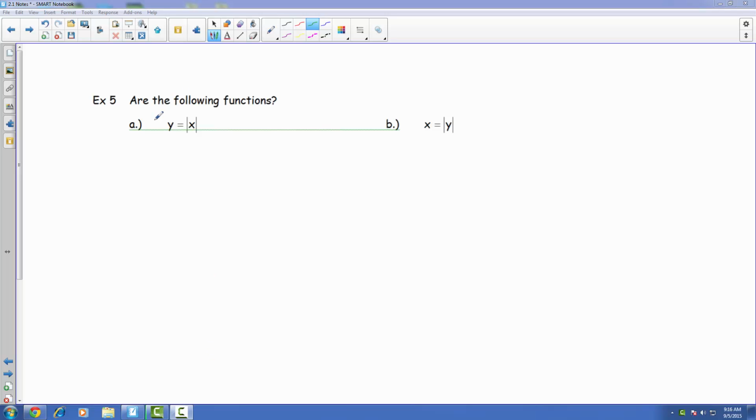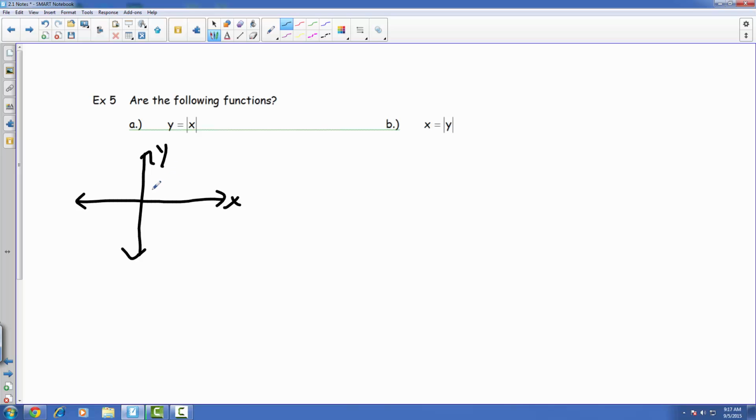Here we are asked to determine if these are functions or not, at example 5. Well, let's just go ahead and quickly graph these. So here's my xy plane. We have the absolute value of x is equal to y.